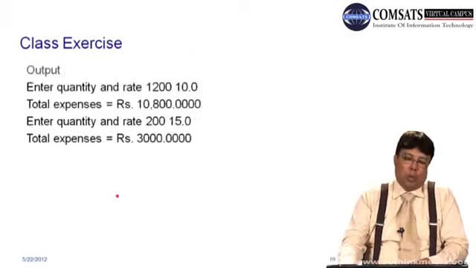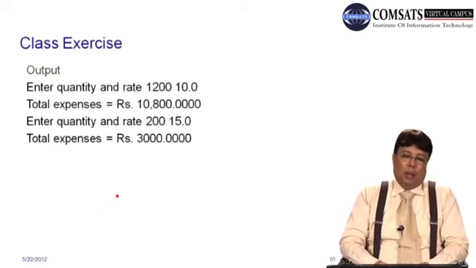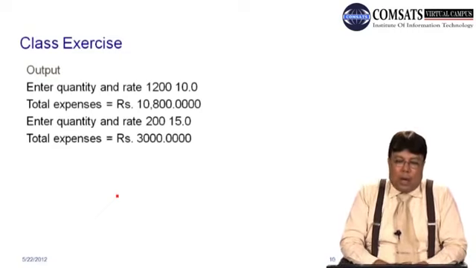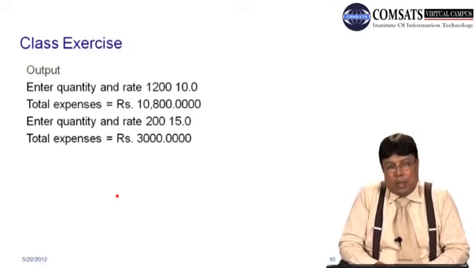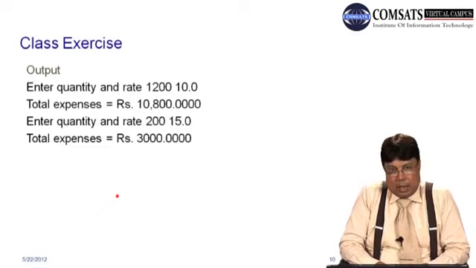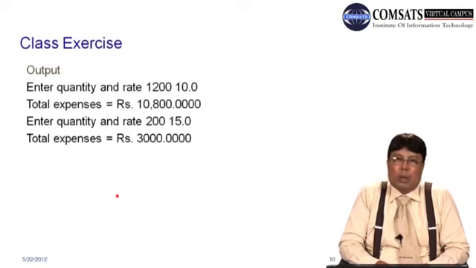Okay, so suppose you have entered the quantity and rate: 1200 items purchased by the customer, and the price is 10 rupees per item. So 1200 and 10.0. The price you can simply calculate very quickly, should be 12,000 rupees. But we have charged a price of 10,800 rupees.